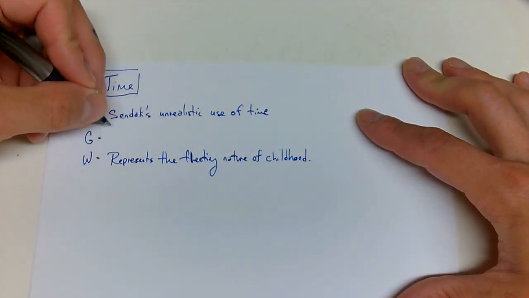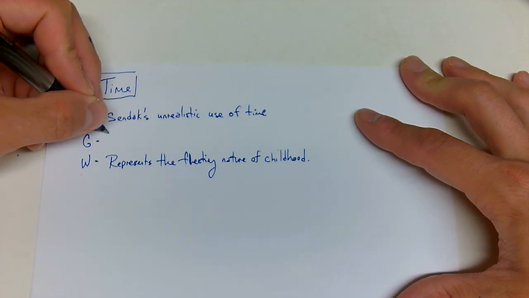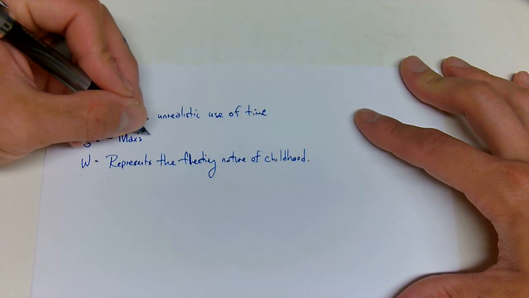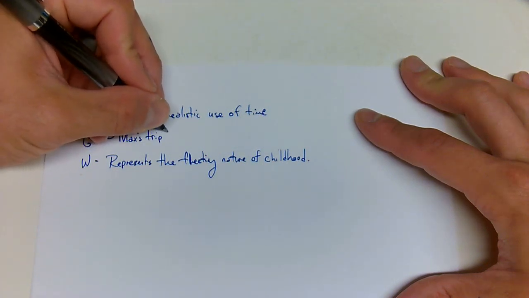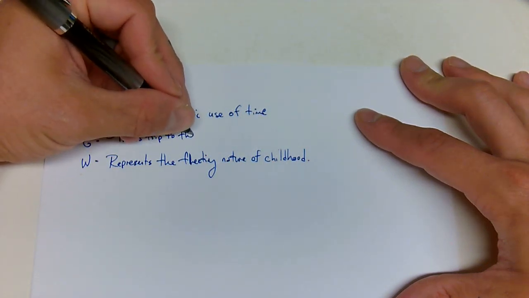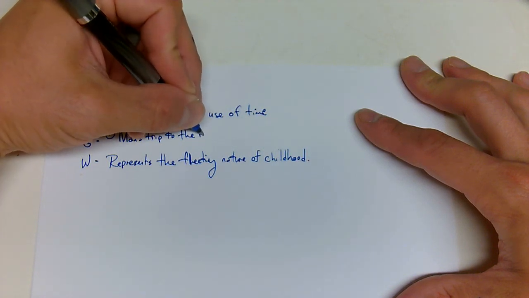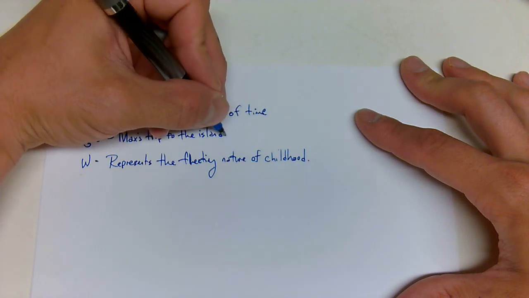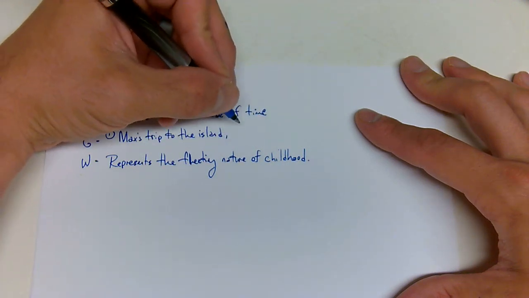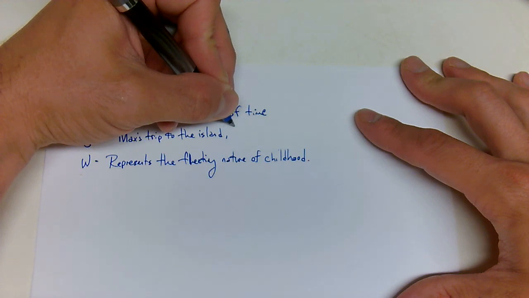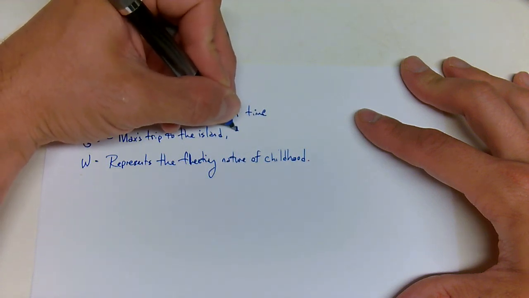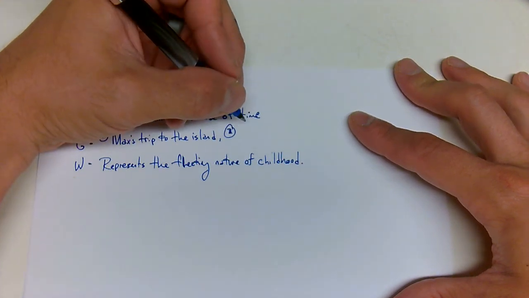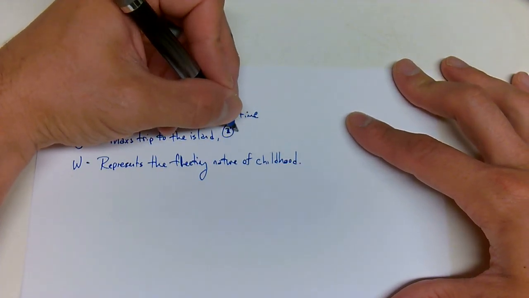So his unrealistic use of time is one, Max's trip to the island. If you remember, it's using things like in and out of a year, over many months, and it's very quick. Even though we know it's happening in a very short amount of time because he's either dreaming or he's just getting lost in his imagination.